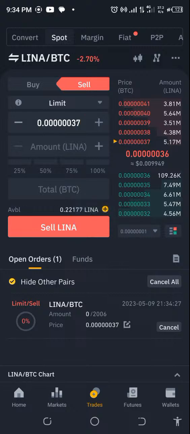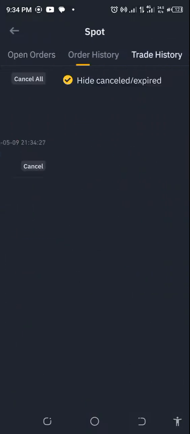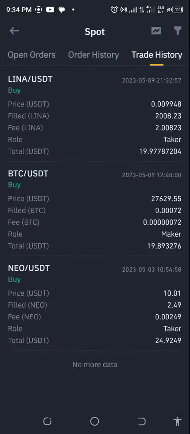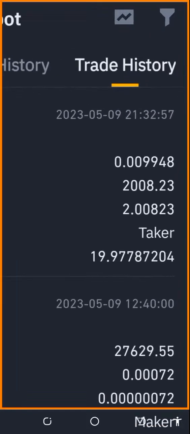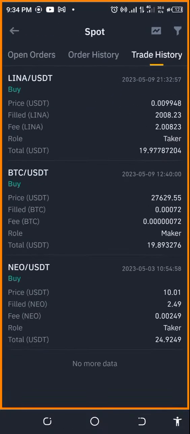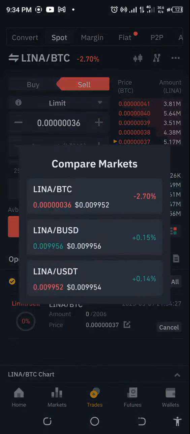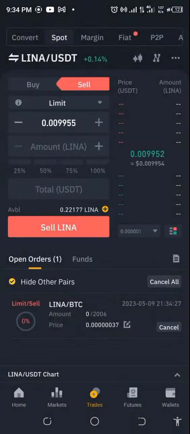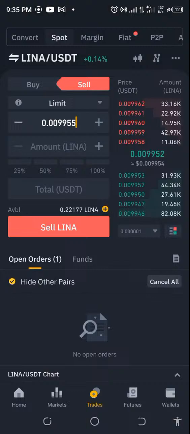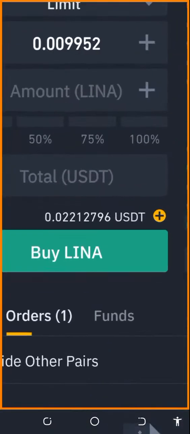But don't forget, we bought this. Let me check the trade history. We bought this for 0.009948, and we spent 19.97. That means that if I go back, I should have 3 cents. Let me see, Lena USDT. Will we have 3 cents? Okay, we have something not really close, like 2 cents.